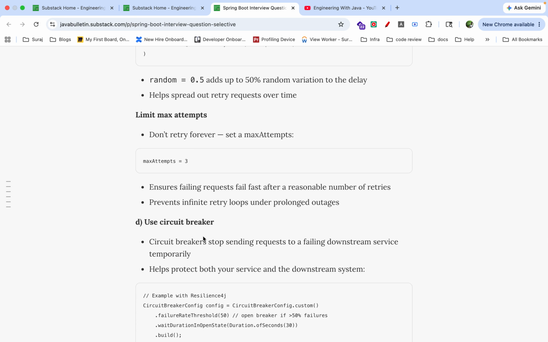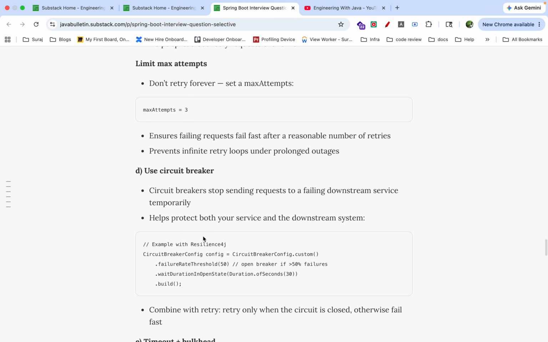The other approach is to use the circuit breaker on top of it. Let's say you see that the downstream system has a major issue. In that case, retries and failure handling are good, but the better thing to implement there is a circuit breaker. Basically, if the circuit breaker finds that 50% of the past requests in a given duration failed, there is a bigger outage on the downstream side.